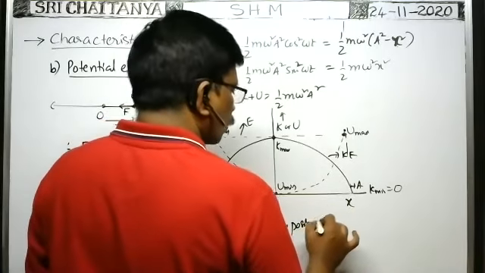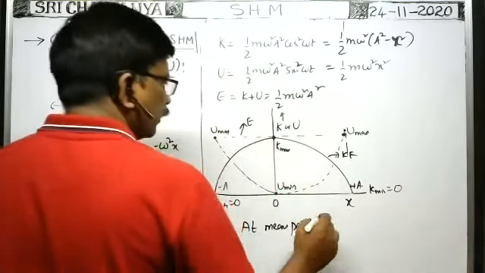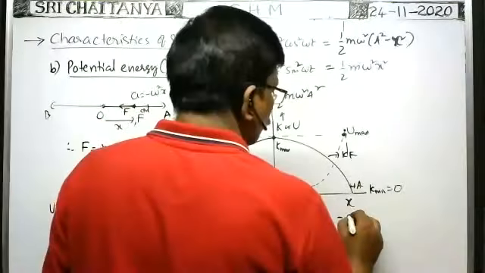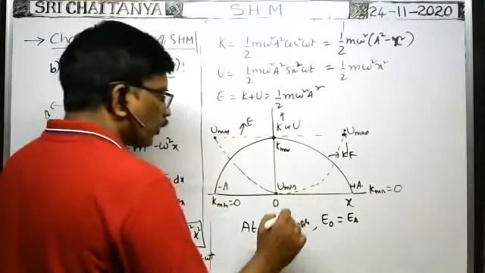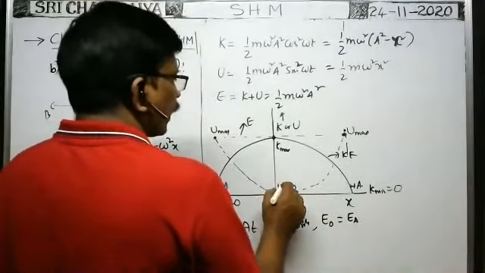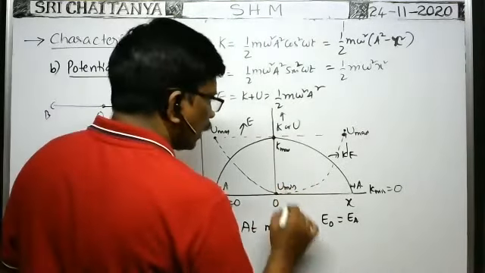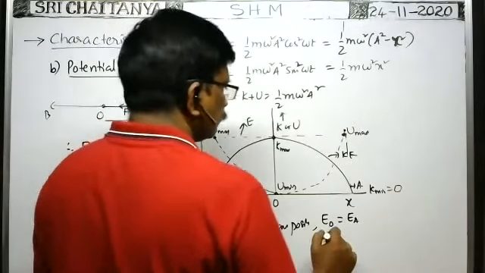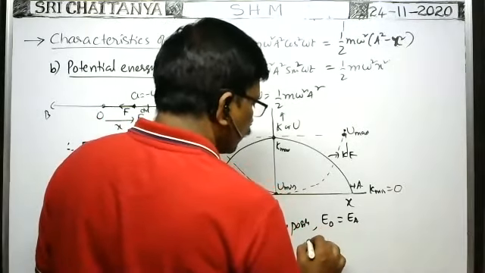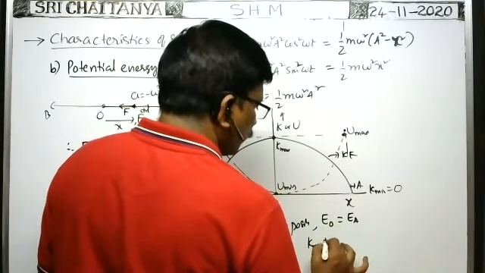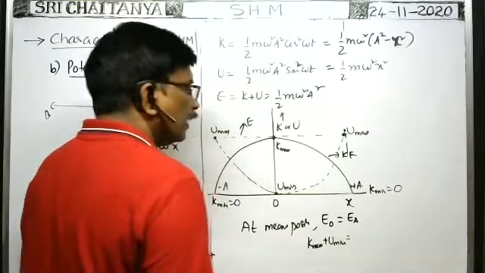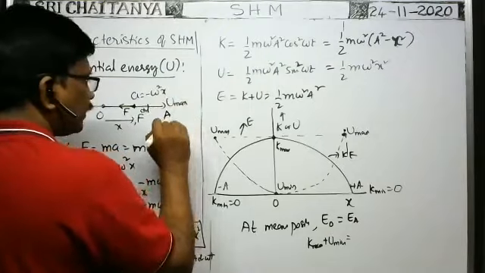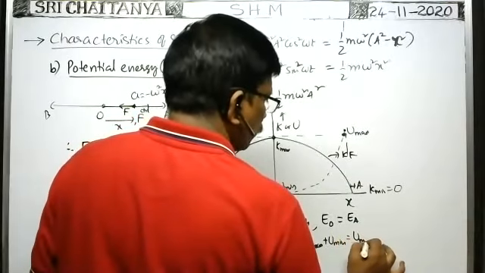Next, at the mean position, the total energy is E naught. At the extreme position, suppose it is A, the total energy is E A. At the mean position, potential energy is minimum and kinetic energy is maximum, and the sum of these two is the total energy. So at the mean position it is maximum kinetic energy plus minimum potential energy. At the extreme position, only potential energy is maximum and kinetic energy is zero, so the total energy equals the maximum potential energy.